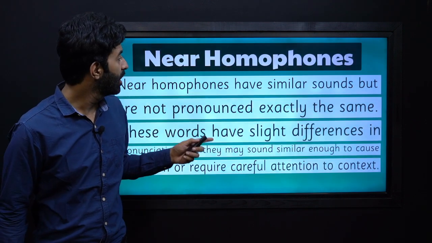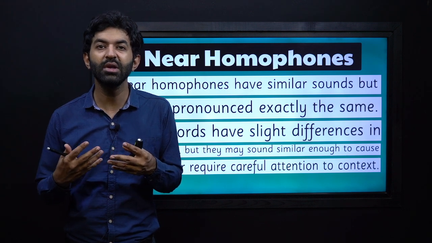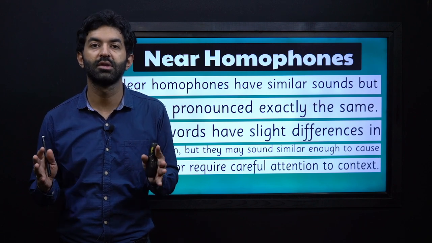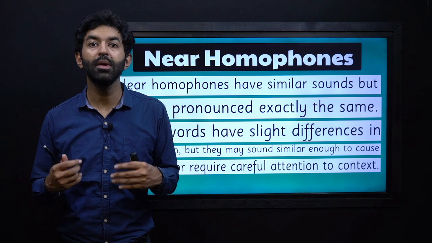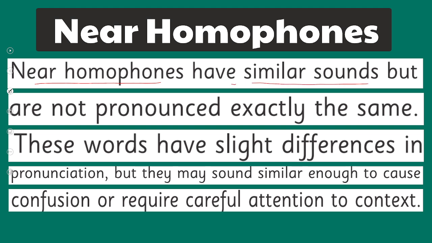Now let's talk about near homophones. Words that are sounding not exactly the same, but almost the same. That's why we call them near homophones. So near homophones have similar sounds but are not pronounced exactly the same. A slight difference is there in the pronunciation. These words have slight differences in pronunciation, but they may sound similar enough to cause confusion or require careful attention to context.